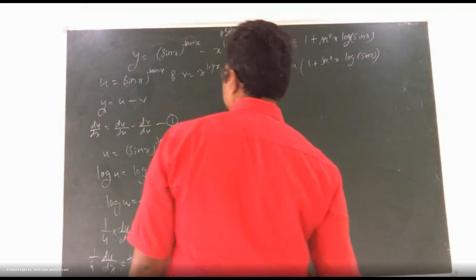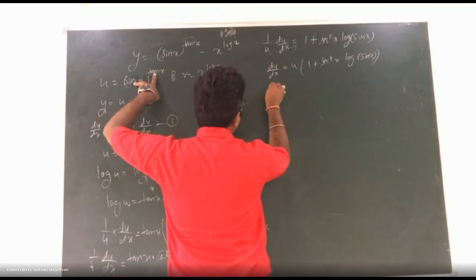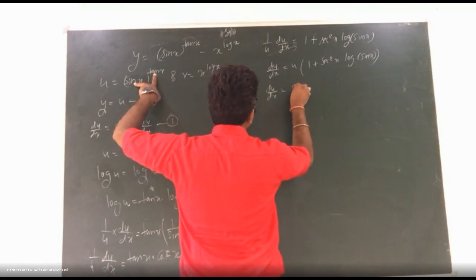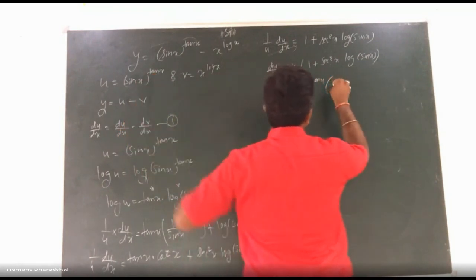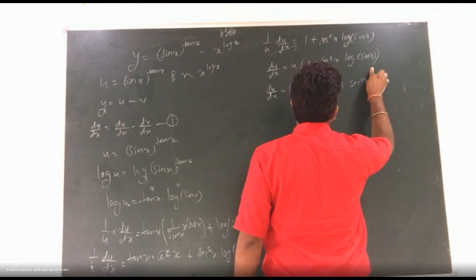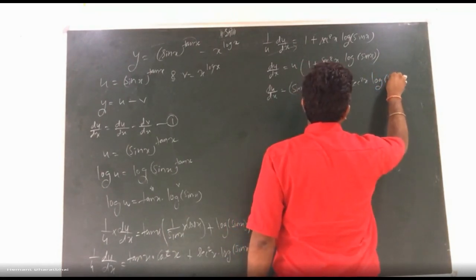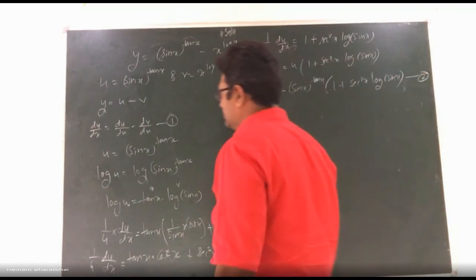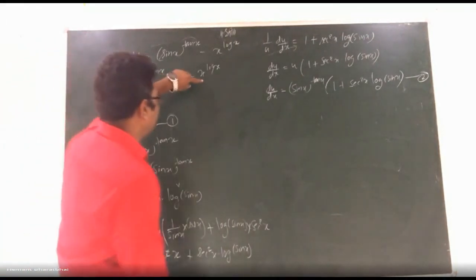So the value of u is sin x raised to tan x. So I will get du by dx equals sin x raised to tan x into 1 plus sec square x into log of sin x. So this is the value of du by dx. Now I will have to find the value of dv by dx.